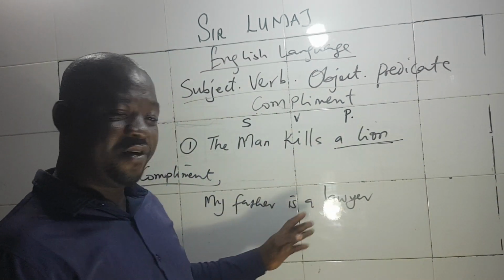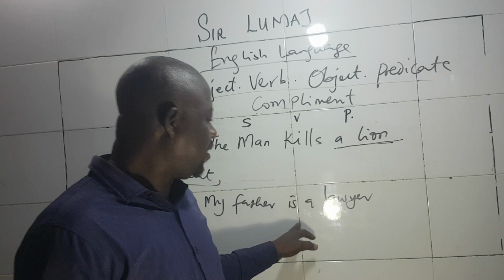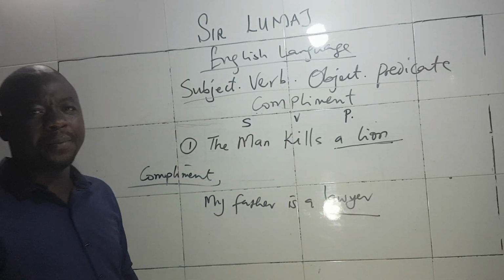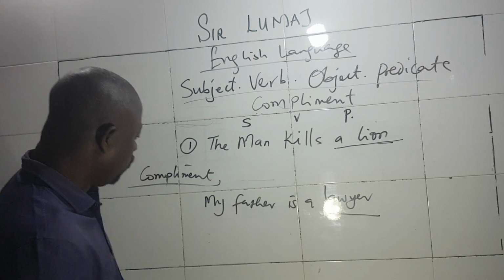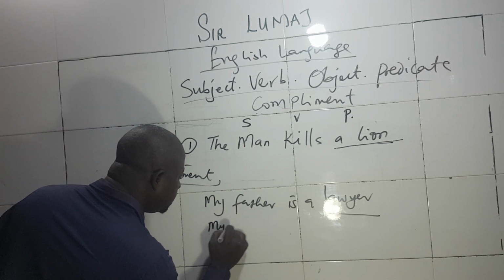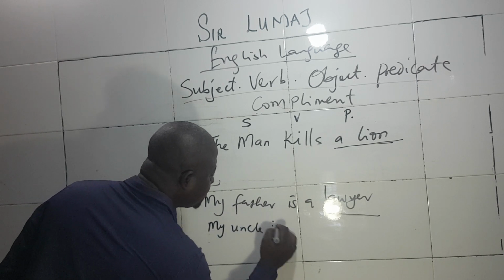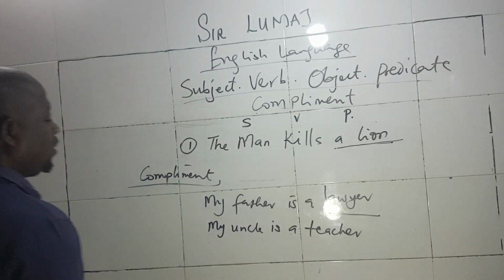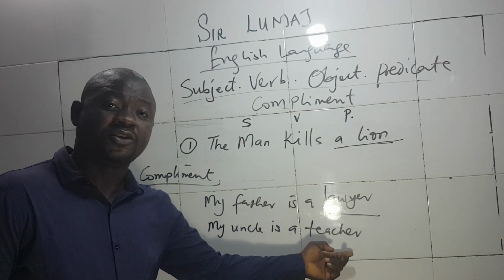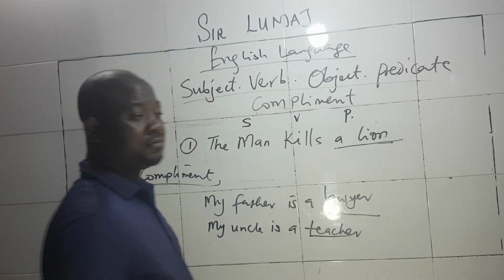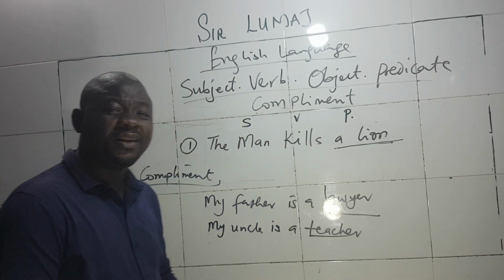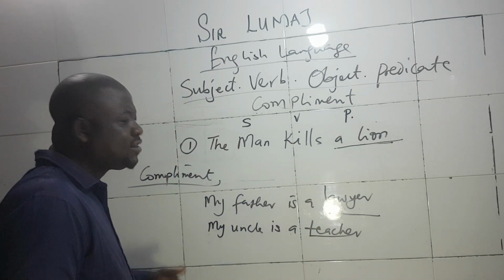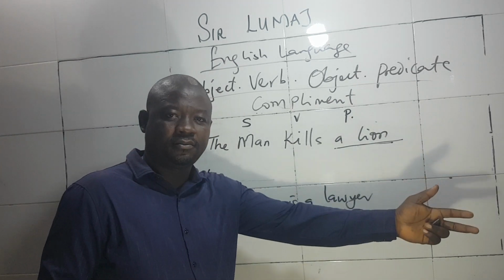So the same way you have this. So my father is a lawyer. So the lawyer here is what? The complement. If I say, oh, my uncle is a teacher. My uncle is a teacher. I ask you, the teacher there is what? Complement. My mom is a doctor. My mom is a doctor. And I say, what's the complement there? Doctor.